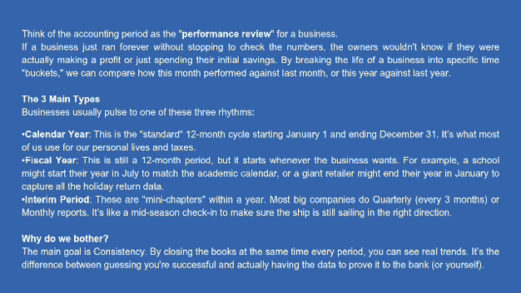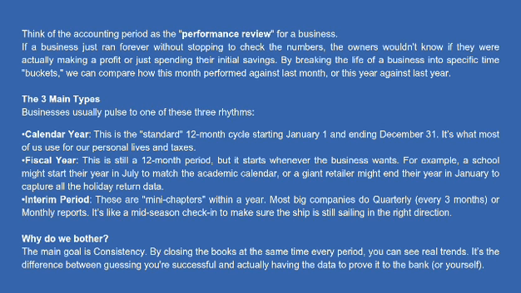The three main types. Businesses usually pulse to one of these three rhythms. Calendar year: this is the standard 12-month cycle starting January 1st and ending December 31st. It's what most of us use for our personal lives and taxes. Fiscal year: this is still a 12-month period, but it starts whenever the business wants. For example, a school might start their year in July to match the academic calendar, or a giant retailer might end their year in January to capture all the holiday return data.